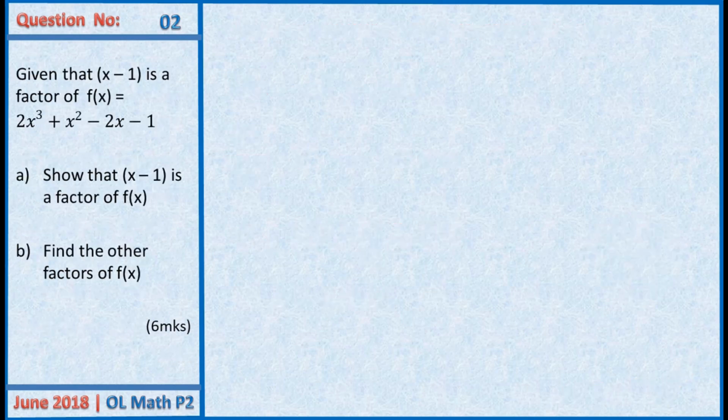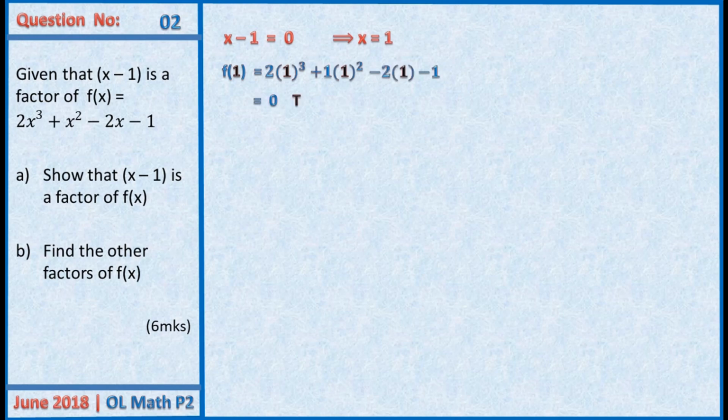Question 2: given that x minus 1 is a factor of f of x, show that x minus 1 is a factor. So x minus 1 equals 0 implies x equals 1, and f of 1 will give us 0 if x minus 1 is a factor. So let's look for f of 1. If it gives us 0, then x minus 1 is a factor. So this gives us 2 into 1 cubed plus 1 into 1 squared minus 2 into 1 minus 1, and the result is 0. Thus, x minus 1 is a factor.